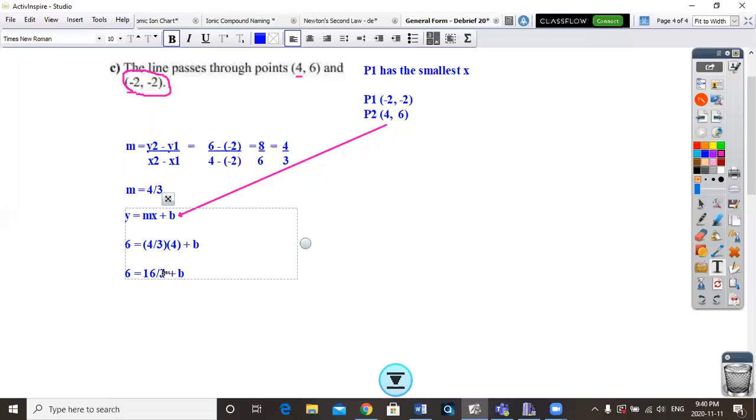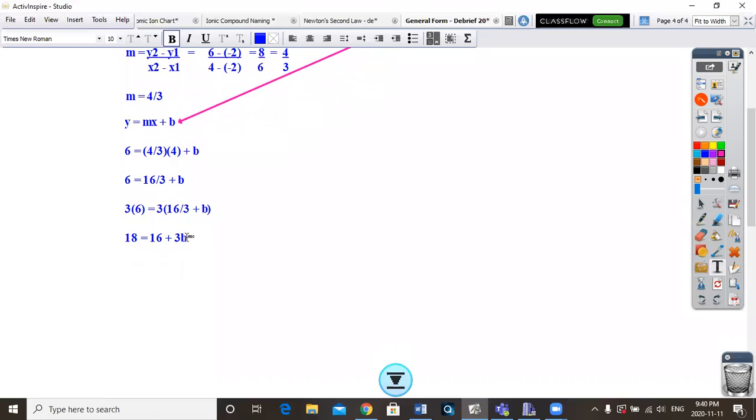So we want to get rid of the fraction. So we're going to times everything by 3. That's just a good mental math tip to do. So 3 times 6 equals 3 times 16 over 3 plus b. That gives us 18 equals, so the 3's cancel, so that's 16 plus 3b. Okay, so 18 equals 16 plus 3b.